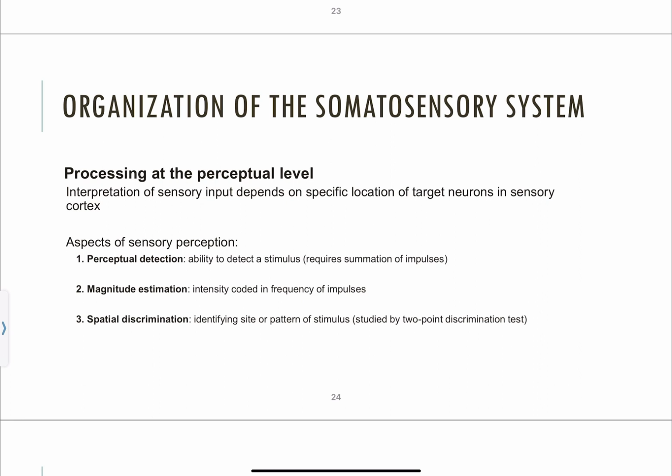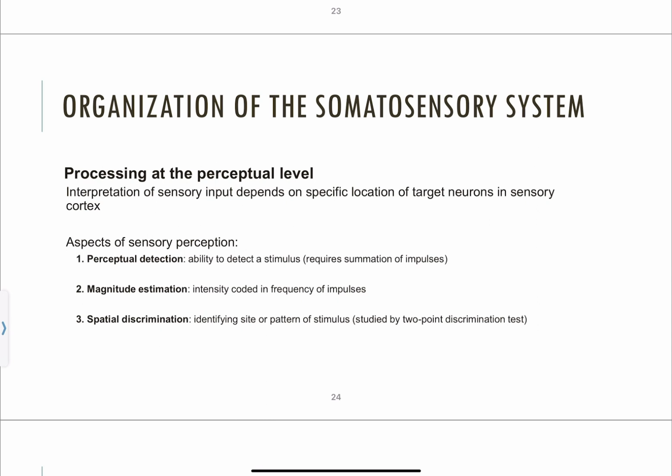The next one is magnitude estimation. In order to identify the magnitude of the stimulus that we're sensing at a receptor, we're going to be able to detect that based off of the frequency. So intensity is coded in the frequency of impulses. The higher the frequency, the higher the intensity or magnitude. A lower frequency of impulses means that we would have a lower intensity or magnitude.